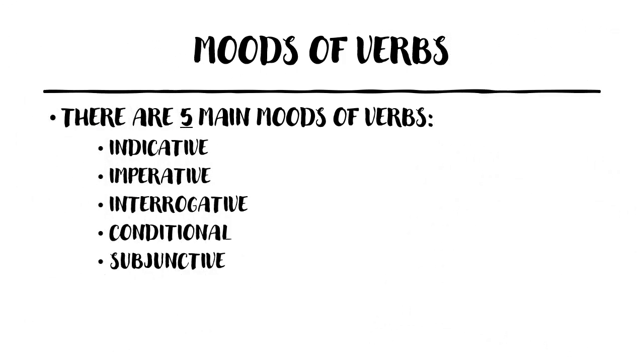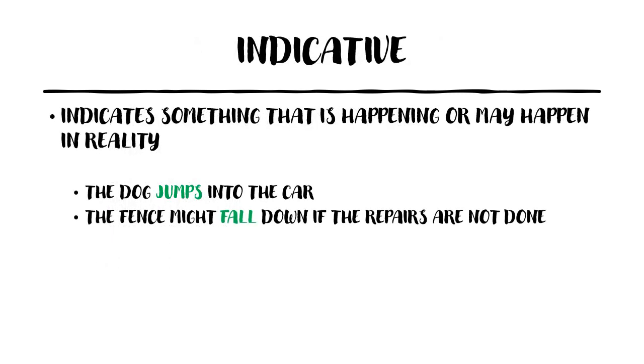Verbs can also have moods, and there are 5 main moods that they can have: indicative, imperative, interrogative, conditional, and subjunctive. The indicative mood indicates that something is happening or may happen in reality. These are factual things. The dog jumps into the car. The fence might fall down if the repairs are not done. Both of these can happen in reality.